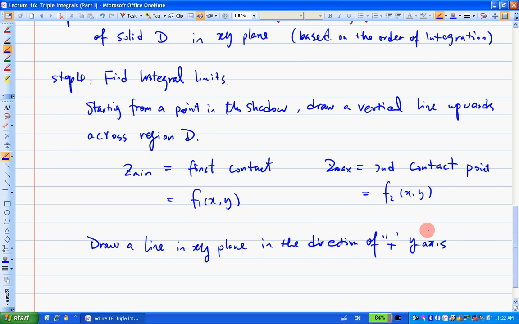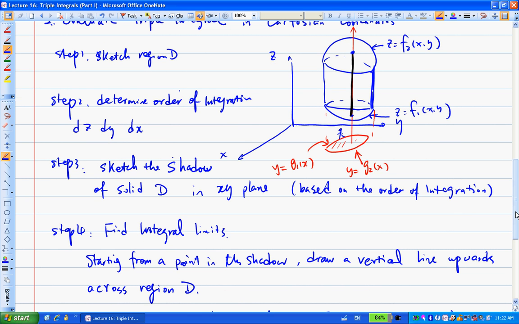Basically, you draw this line across the shadow, like this. This shadow is a plane, so you can call this shadow R. So this is what you're doing: you draw this line in the y positive direction across the shadow.